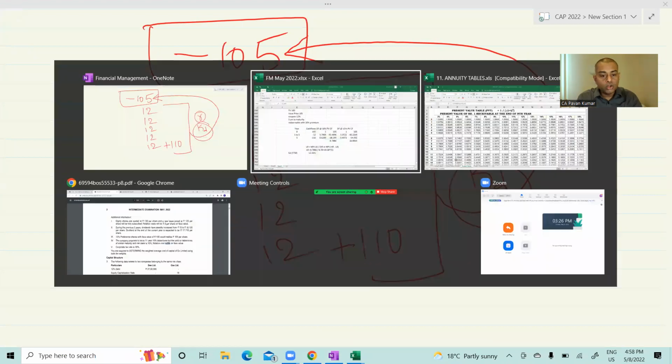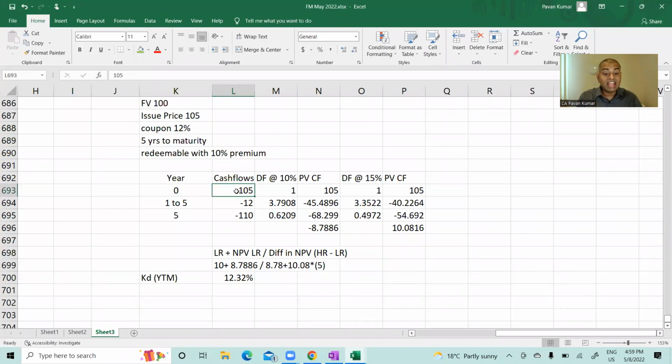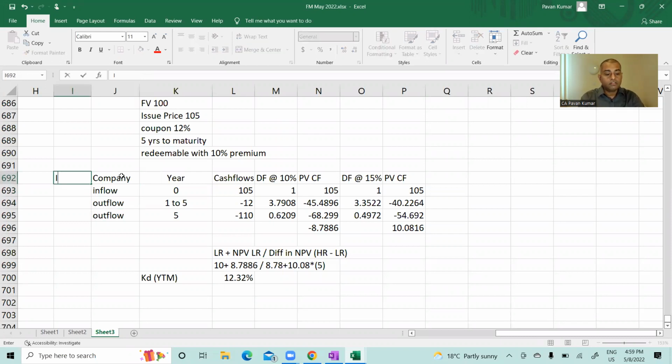Why? You know, simple. Look here, if I am debenture holder, I will invest it. So if I am debenture holder, 105 is outflow. Remaining are inflows. If I am company, 105 is inflow. Remaining are outflows. So for company, this is inflow, this is outflow, this is outflow. For investor, this is outflow, this is inflow, this is inflow. That's all. So from investor point of view, this is return on investment. For company point of view, this is cost of capital. So from investor point of view, it is IRR. From company point of view, it is KD.